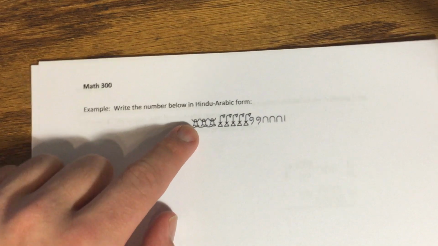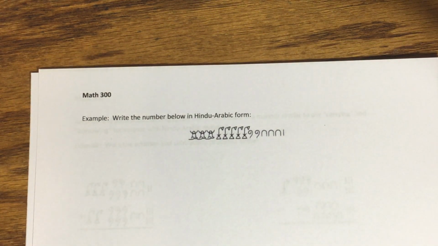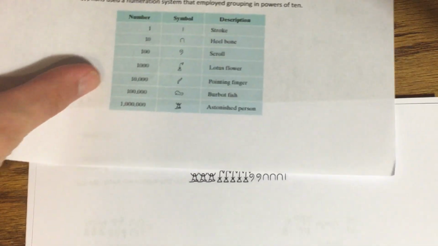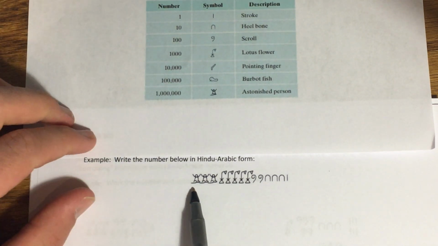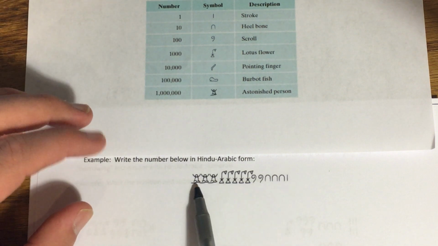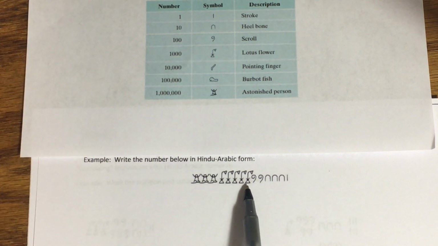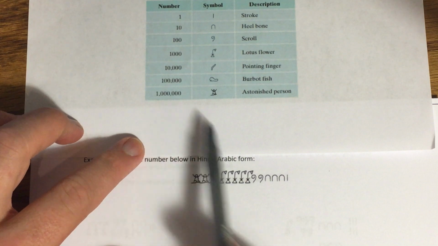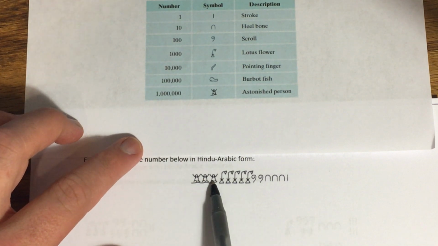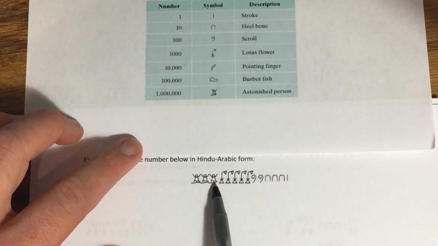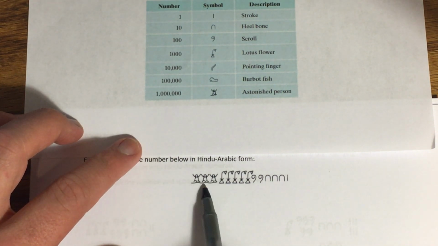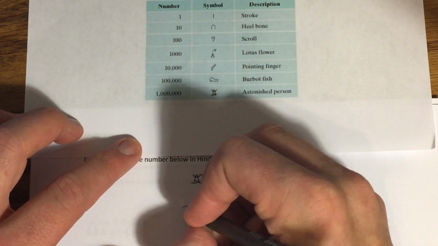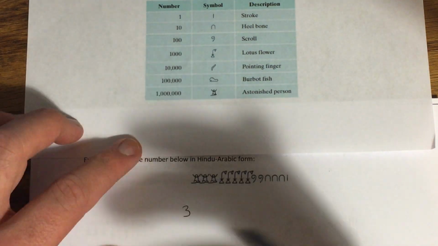So here's an example. I want to write this number in Hindu-Arabic form. And what I'm going to do is try to put my table here so you can kind of see what's what. Okay? So this is a number that could be written in Egyptian numeration. And notice again, we have those symbols, but they're being repeated. So let's start from the left. This is that astonished person that I was talking about. And you remember that represents the number 1 million. Okay? But there's 3 of them. So that means we're looking at a 3 million something.